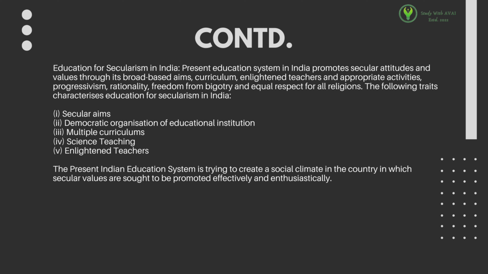1. Secular aims. 2. Democratic organization of educational institutions. 3. Multiple curriculums. 4. Science teaching. 5. Enlightened teachers. The present Indian education system is trying to create a social climate in the country in which secular values are sought to be promoted effectively and enthusiastically.